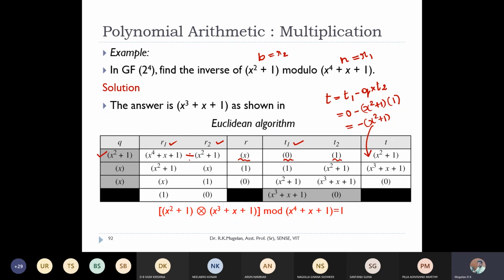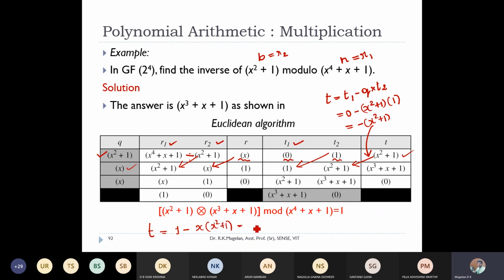Even if we move to the second step, assume it is, actually this is correct. X square plus 1. Next step, they push this R2 to R1, R came to R2 place. Here one came here and this one came here. So in this case, if you divide this one, it goes with the quotient of x and the remainder of 1. So now second step, the value of t will be t1. T1 is 1 minus q times, that is x times t2, x square plus 1.